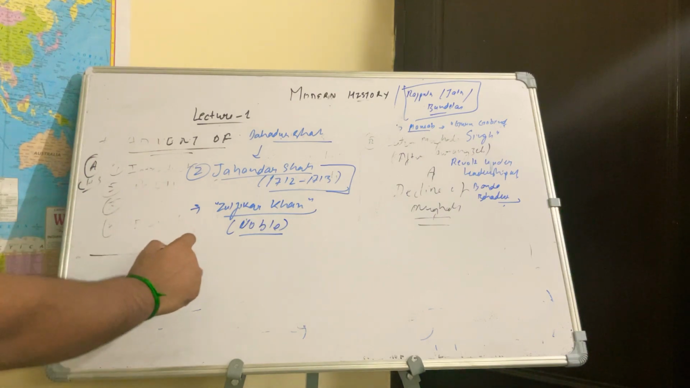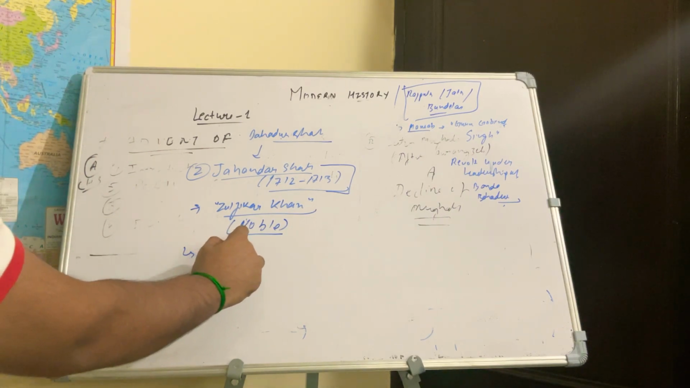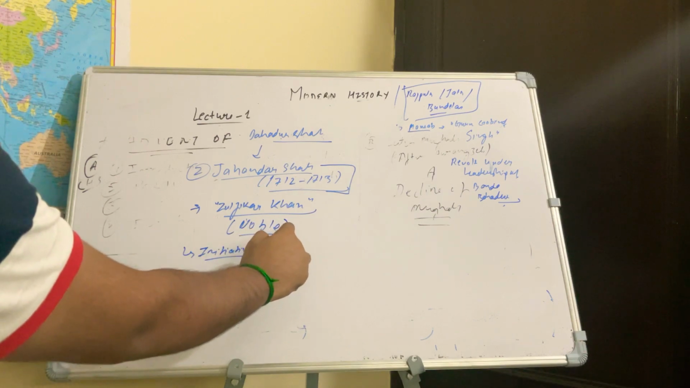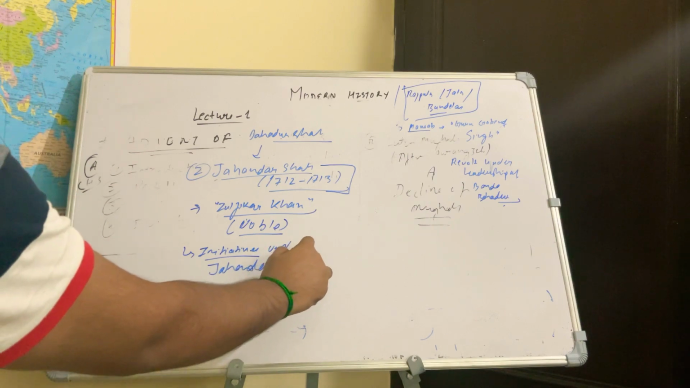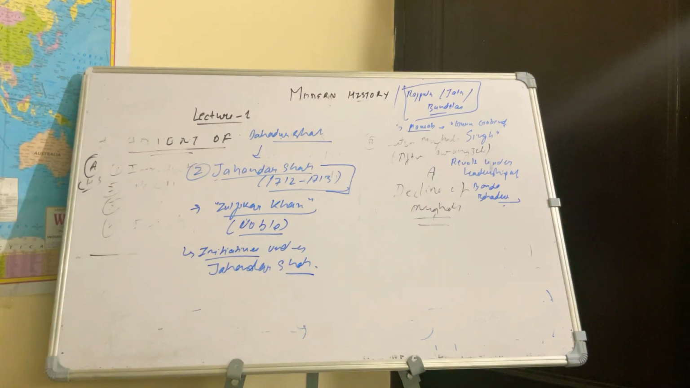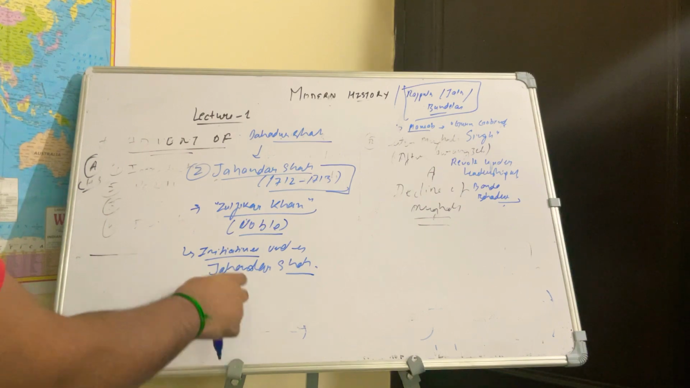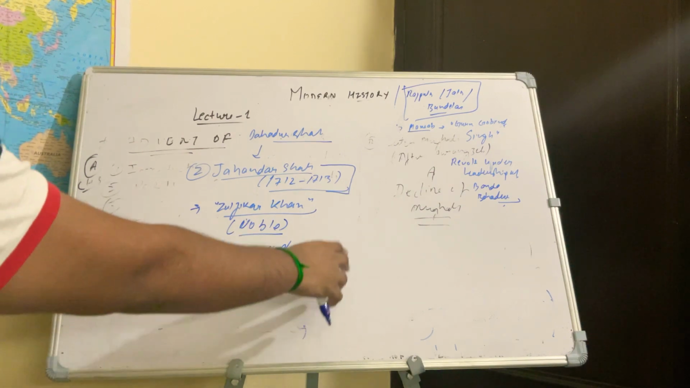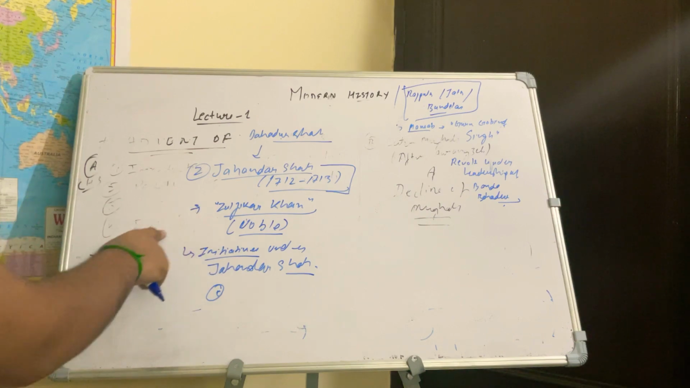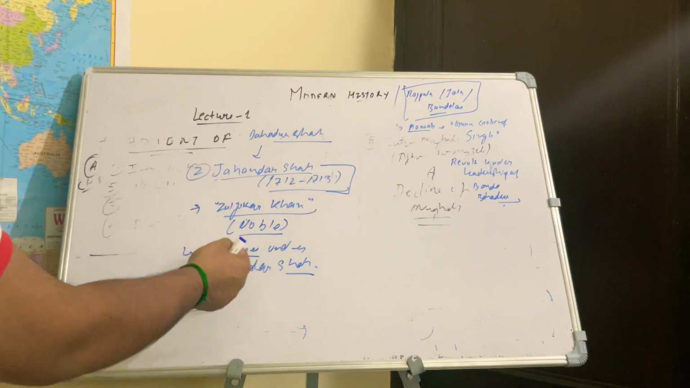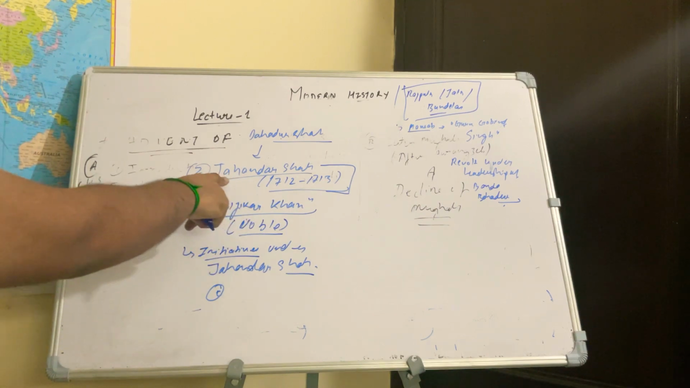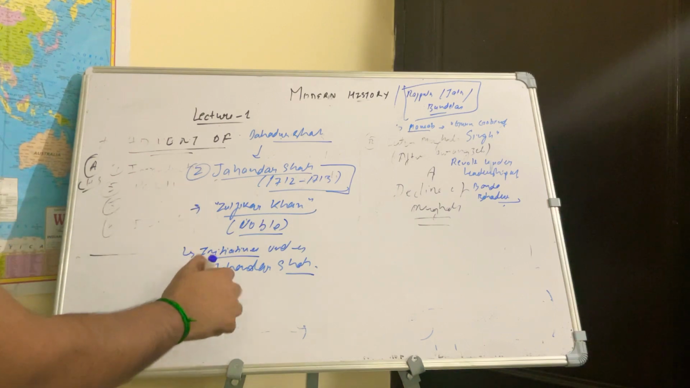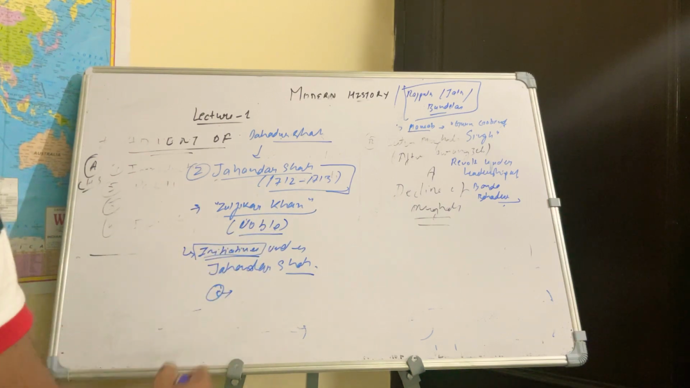Under this, please write down initiatives under Jahandar Shah. Number 1. Even though the initiatives were under Jahandar Shah, the primary decisions were taken by Zulfikar Khan himself. Even if the decisions were taken by him, the name would always be carried by the emperor who was on the throne. So under these initiatives, please write down the very first: he abolished jizya.